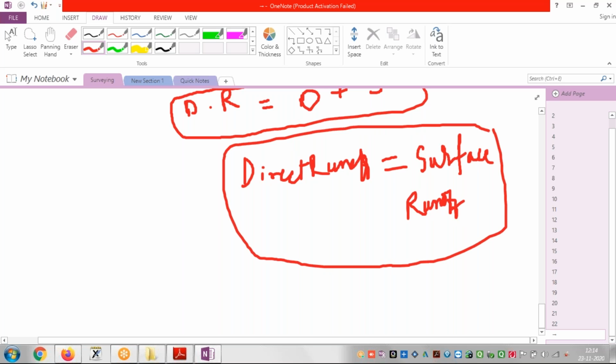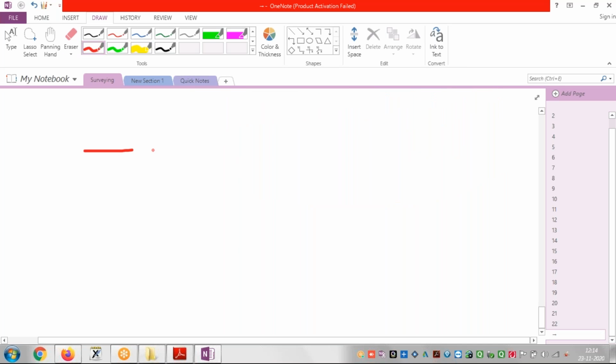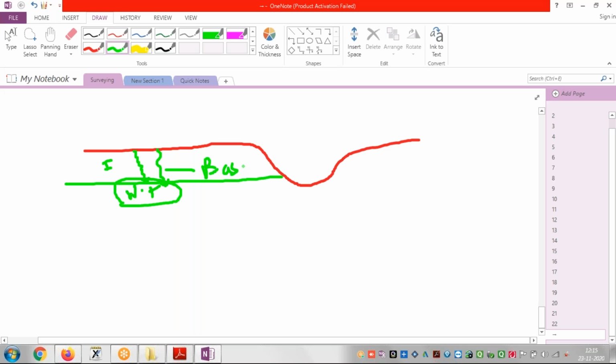Now, once that is okay, I will come to another point: base flow. Base flow means what? If this is my surface and this is the river, there is some water table. When infiltration happens, this water goes very deep and meets the water table. Then we say this is called the base flow.